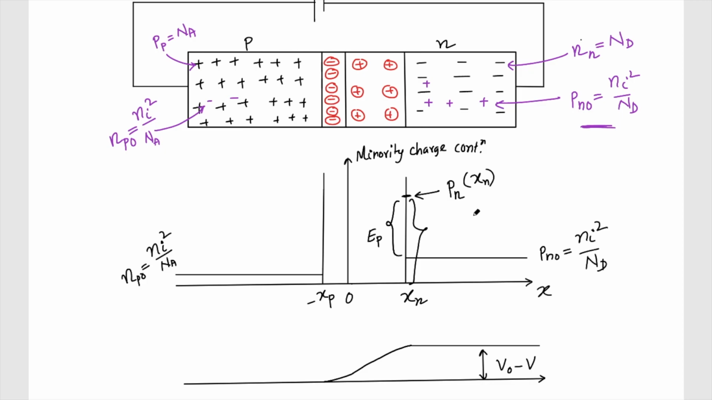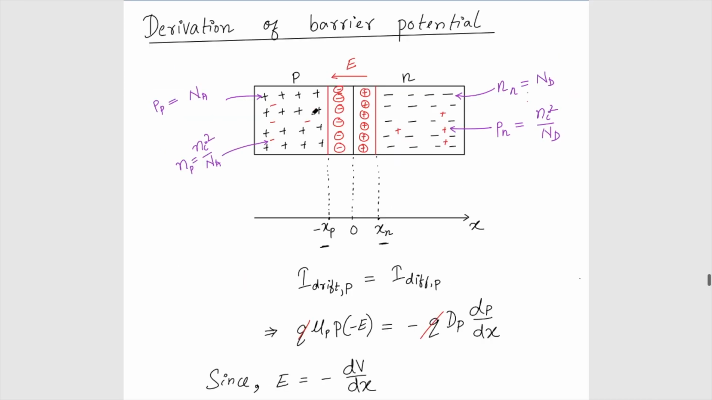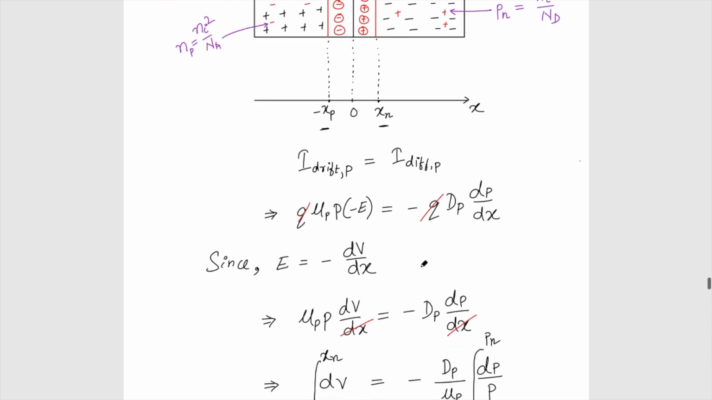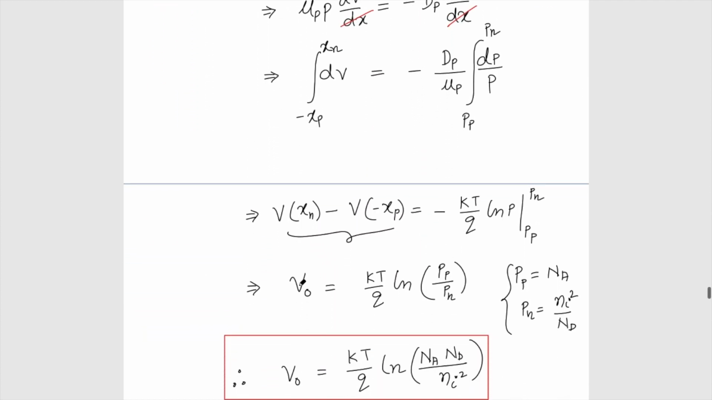If you go back to the previous lecture discussion, this is the derivation of the barrier potential, and we have equated the I drift with the I diffusion, and finally we have got this kind of expression, that the potential difference between V of xn minus V of minus xp is equal to this one. So let's write this equation.